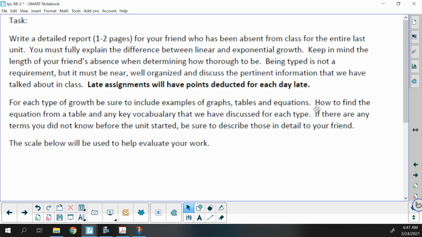So here's from the sheet that you have for the linear versus exponential. Again, you're assuming that you have a friend from class, they've been absent for a while. And basically we want to get them caught up on the differences between linear and exponential growth. So the idea is that it should be a page or two talking about the key features, similarities, differences between linear and exponential growth. It does not have to be typed. You can do it handwritten, but just make sure it's neat.